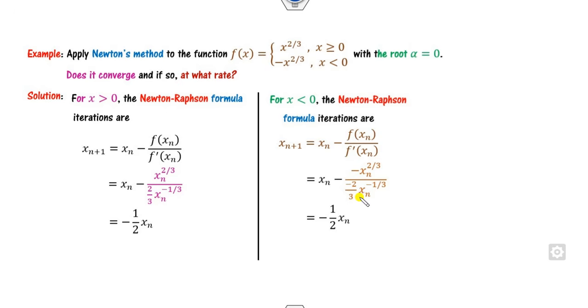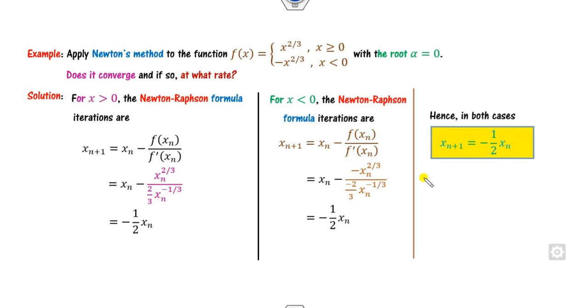Now in all the cases you can see you will get this. So does it converge? You can see xn plus 1 over xn. What is that? It is half, which is less than 1. Therefore it is convergent.